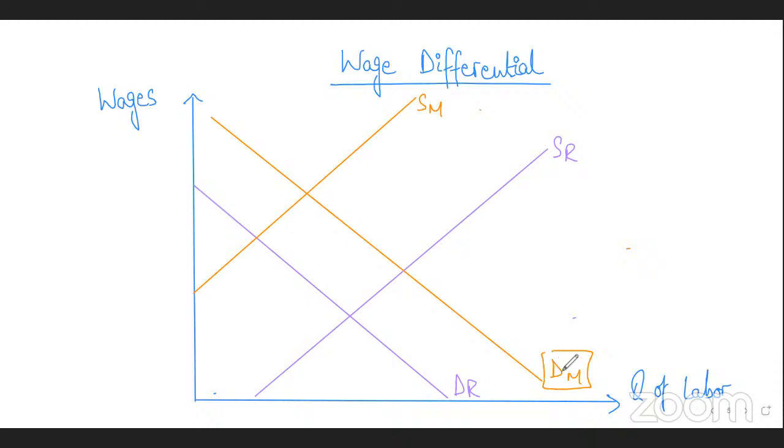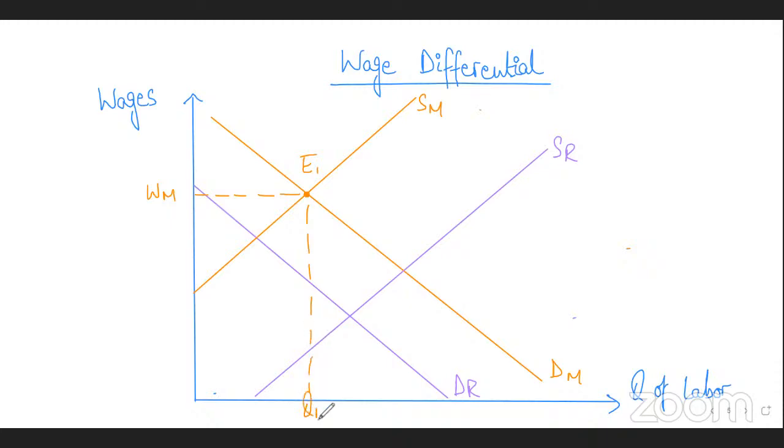Now where the demand for managers and the supply of managers intersect, that will be the equilibrium in the managers market. So this is the equilibrium point in the managers market, where a typical manager will be paid a wage W, and this much quantity of managers, quantity QM, will be hired in the market.